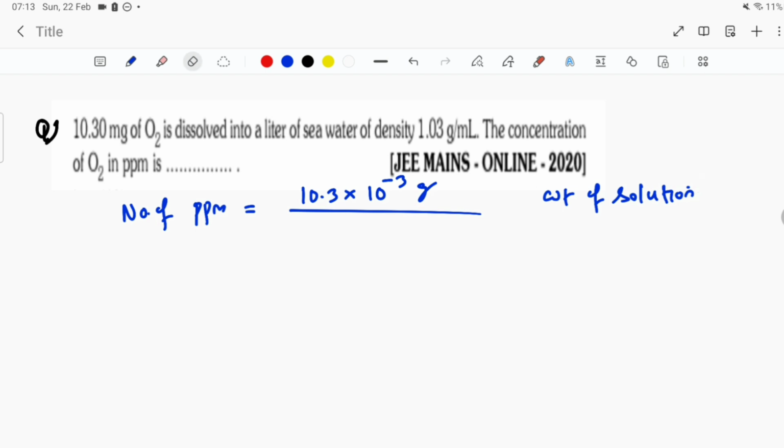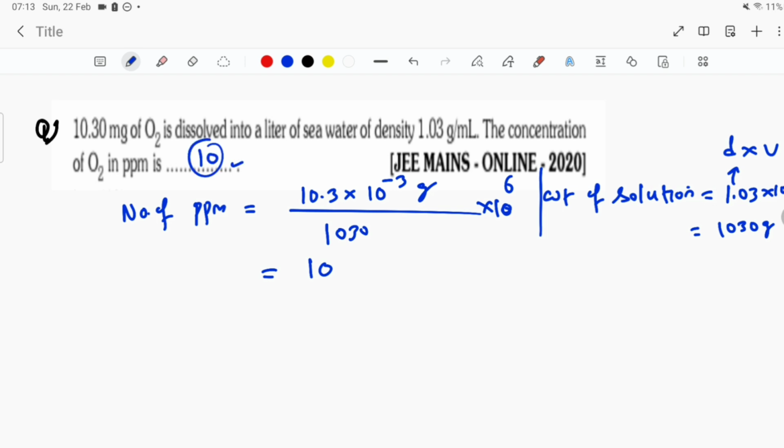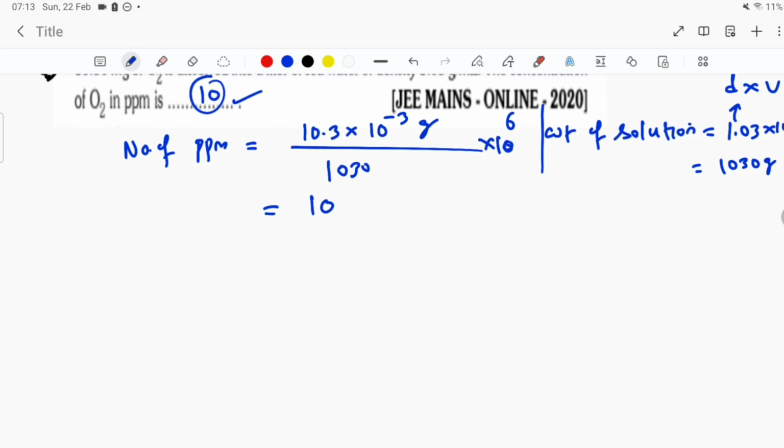Weight of solution is equal to density into volume, 1.03 into 1000, which is 1030 grams. Density is given, right? So here it is density into volume. So directly you can write 1030 into 10 power 6. That is million. So the answer is 10. 10 is the answer for this question.